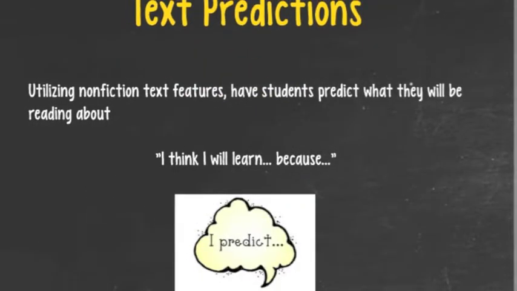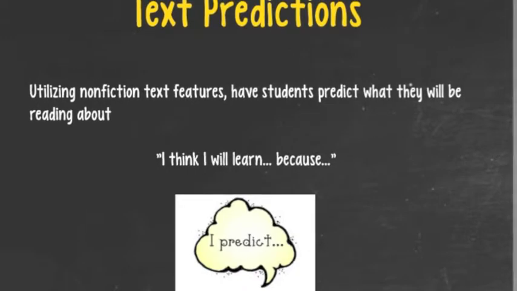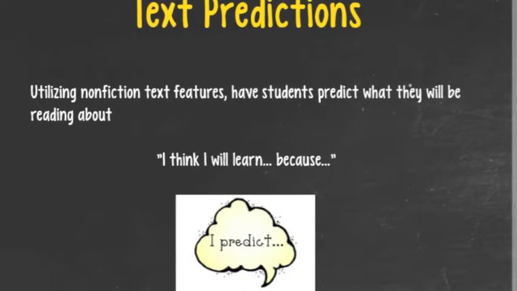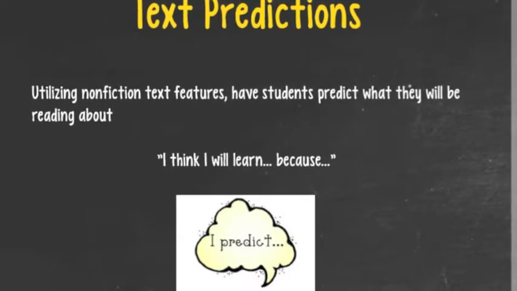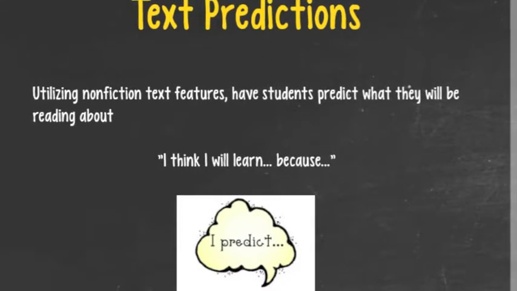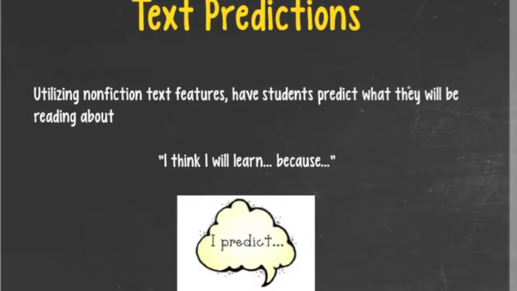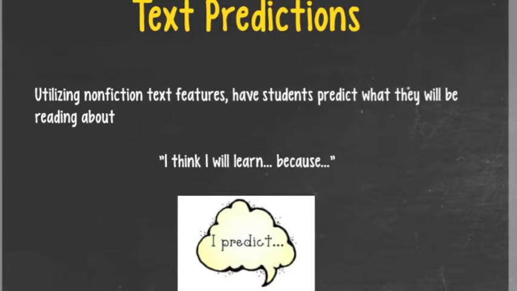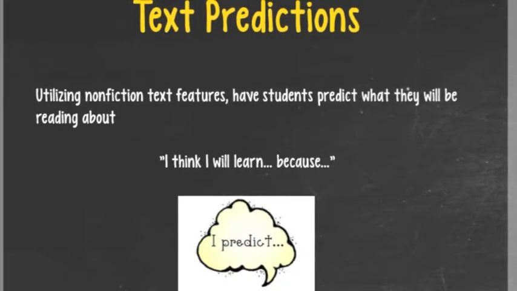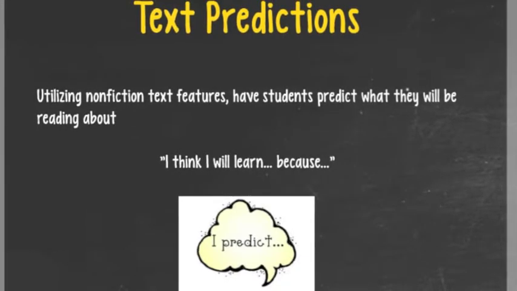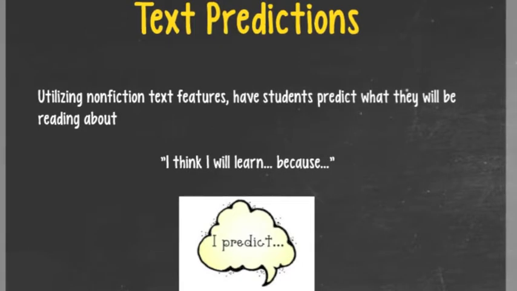So the next strategy I want to talk to you about is based off the first one. This is called text predictions, and utilizing those nonfiction text features that we just spoke about, students are going to make a prediction about what they're going to be reading about. And this can be done just as a simple phrase: I think I'm going to learn about this because of this.